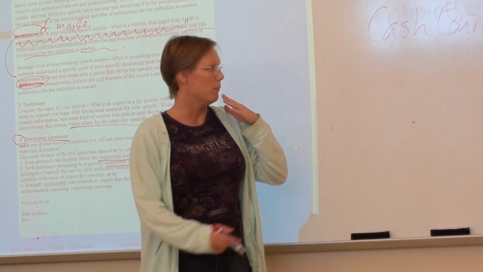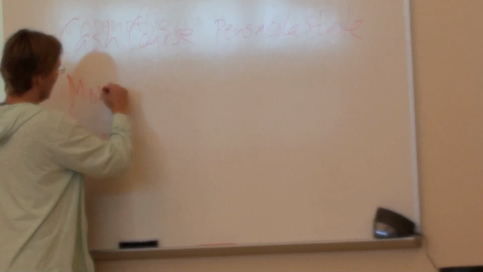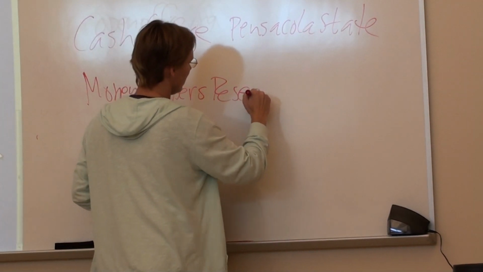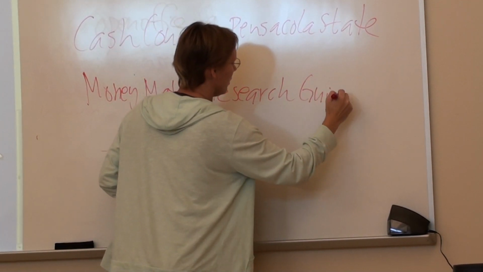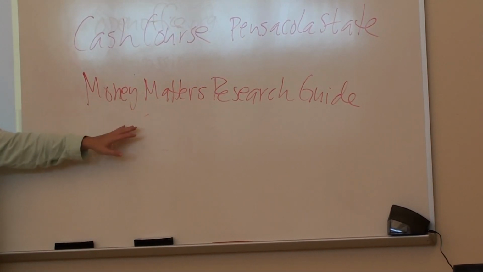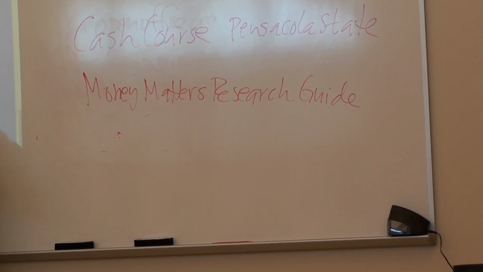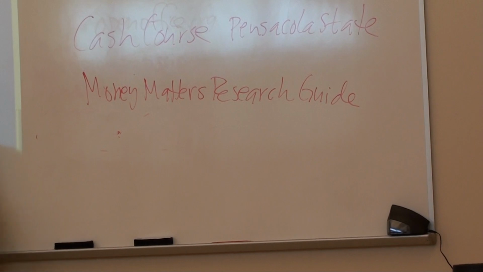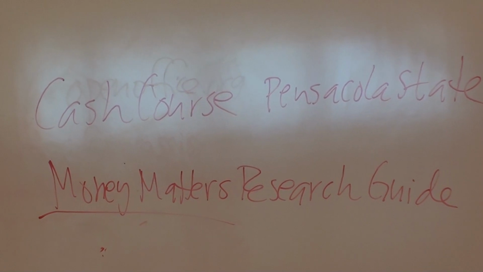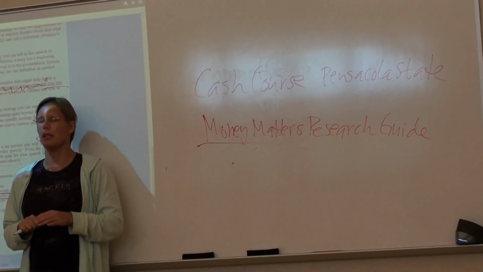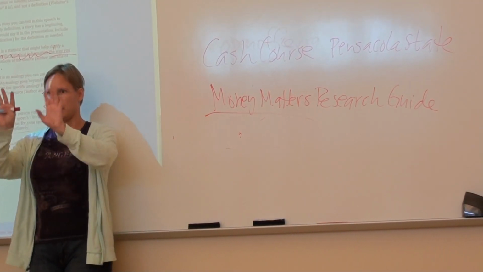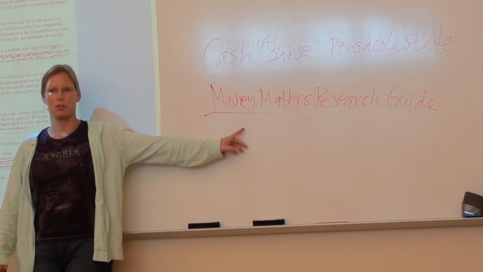Another one is Money Matters Research Guide. This is a special portal, a research guide on the library website, and it's catering to you specifically, who's in classes that have to do with money matters. There's stuff there that the librarian and I and other people have collected for your benefit. And when you find something really cool about money that you think other people should be able to take advantage of, you simply email the librarian and say, please put that into the Money Matters Research Guide.